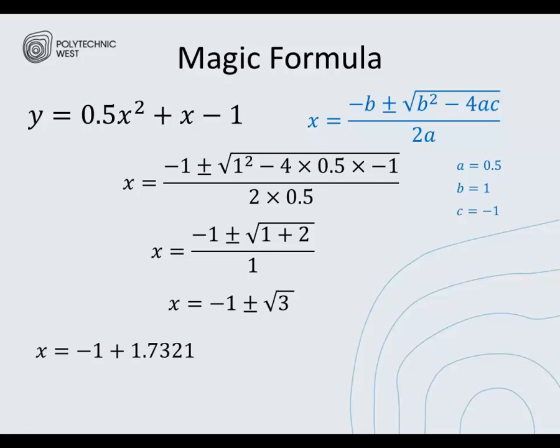So the square root of 3 is 1.7321, and I've got minus 1 plus 1.7321, and the answer is 0.7321. Now I'll do the minus. Minus 1 plus or minus, this time, square root of 3, which is 1.7321, minus 1 minus that gives me minus 2.7321. So there are the 2 points where it crosses the axis. There are the 2 roots.